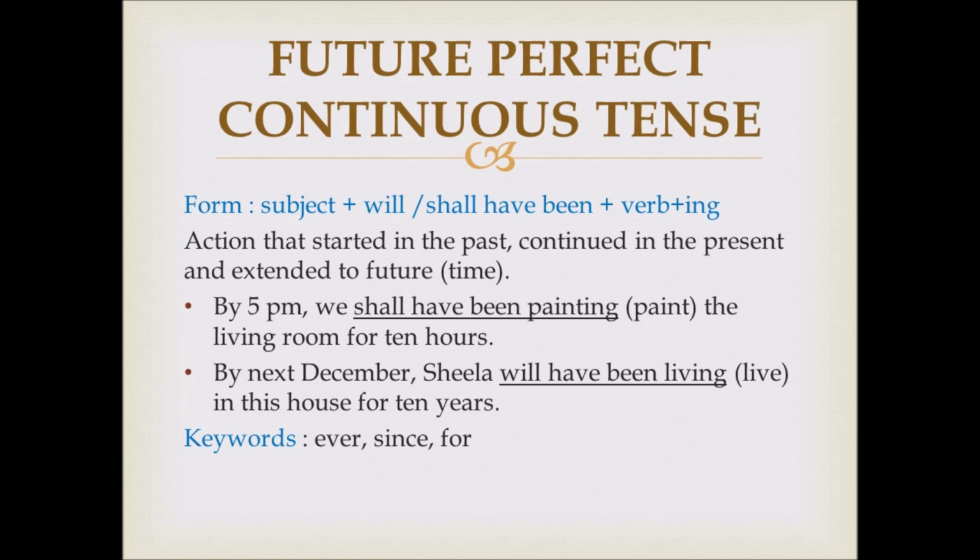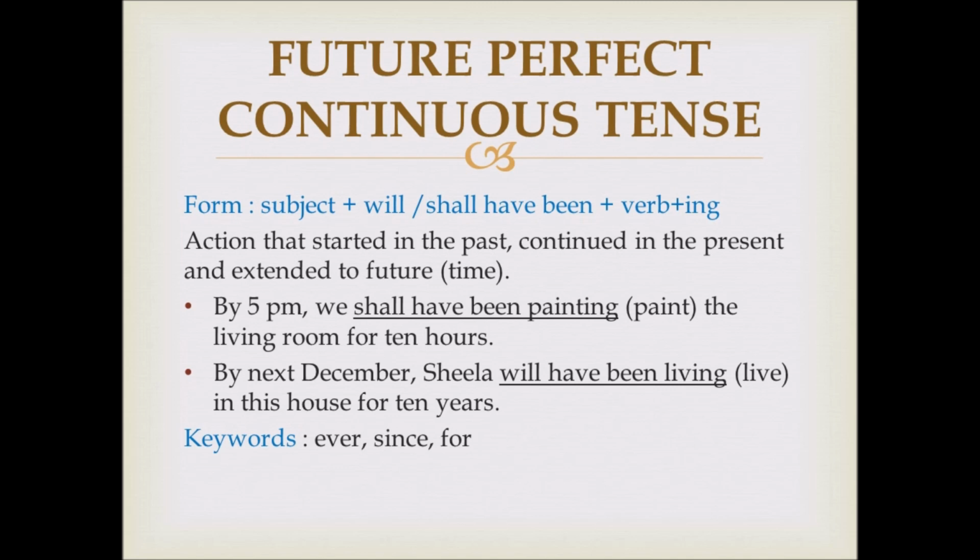For example, by 5 p.m. we shall have been painting the living room for 10 hours. It means the action is painting the living room. That action has already started in the past and is happening in the present and is even going to happen in the future, and they are indicating the time that it will be 10 hours by 5 p.m. That is the time they are indicating, that is by 5 p.m. we shall have been painting the living room for 10 hours.